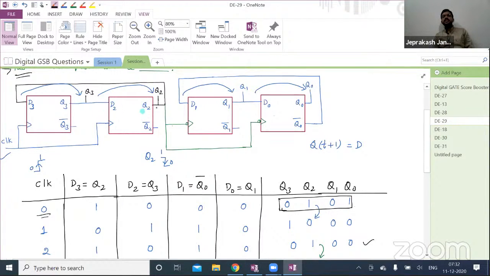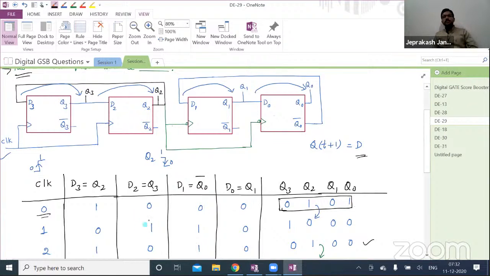In this case, we have considered D flip-flops. So Q of t plus 1 equals D. Similarly, for JK flip-flop, SR flip-flop, T flip-flop, you'll be having a characteristic equation. Accordingly, based on the inputs, your output will be affected only at the edges, either positive edge or negative edge, based on the representation they specify in the question's circuit diagram.